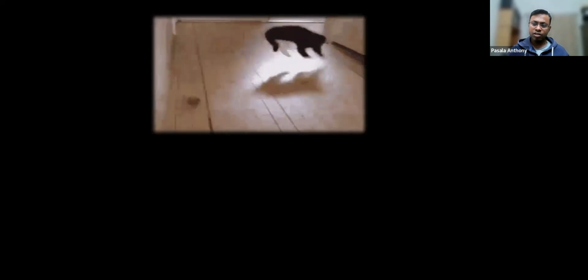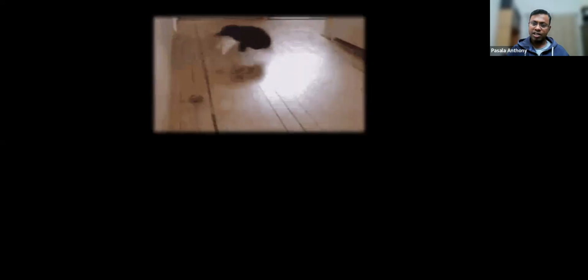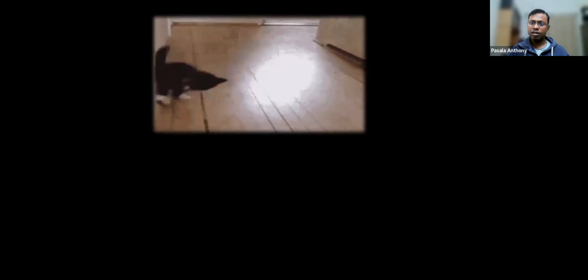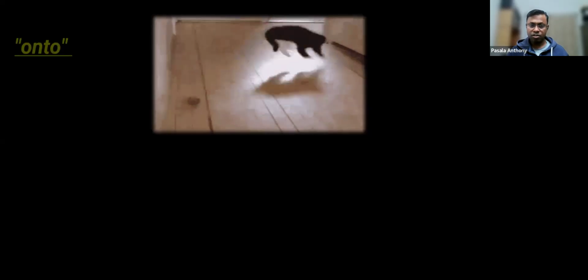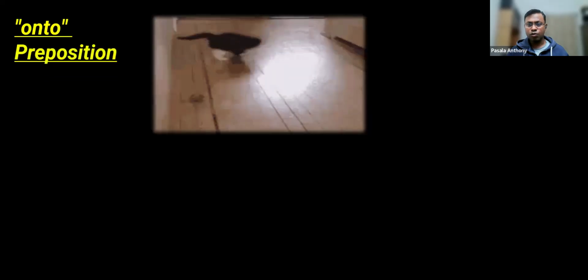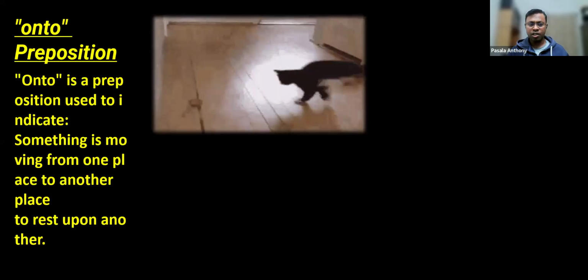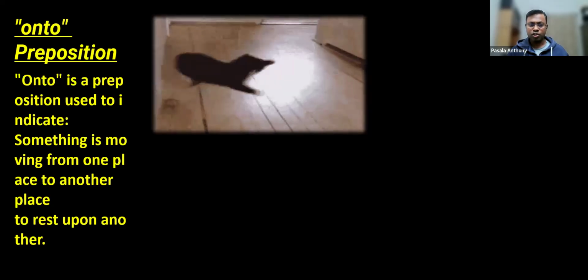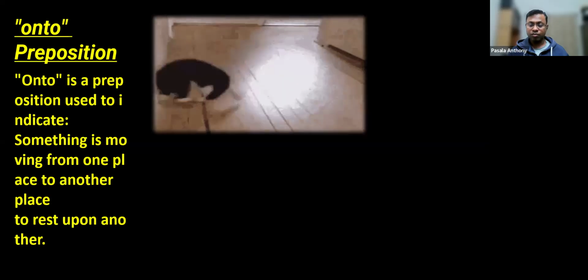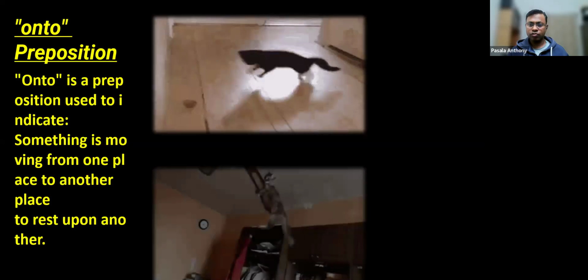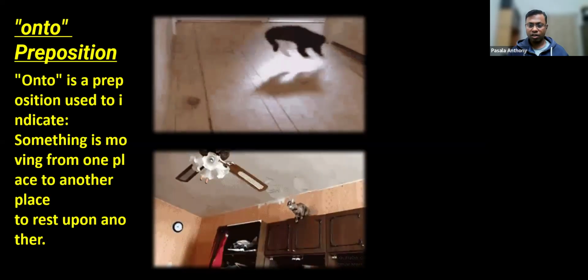See, now you can make one sentence with this picture, right? Cat is jumping. Fill in the blank. What is the fill in the blank? Jumping on the floor. On the floor. Very correct. Cat is jumping on the floor. That is 100% correct. Now we will see this onto. What is exactly onto? We will see. Onto is a preposition used to indicate something is moving from one place to another place to rest upon another. So this is not moving to one place. We will just see one more picture. You'll understand.